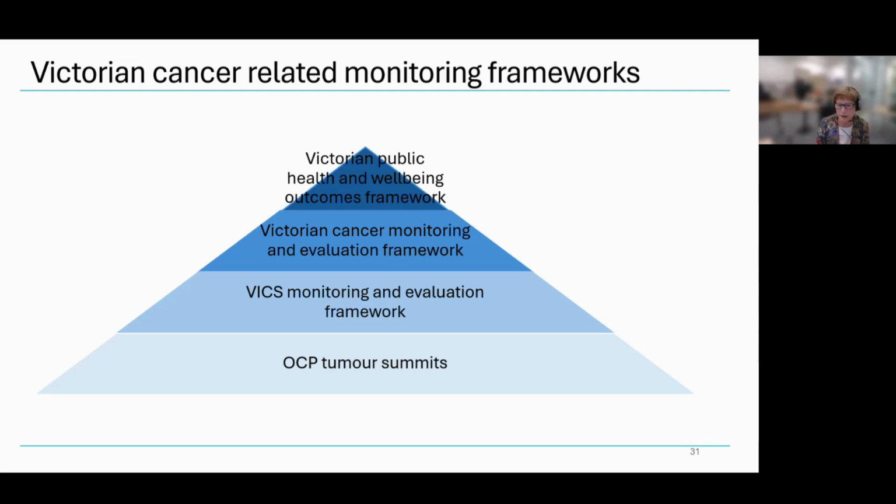And then we have the Victorian Cancer Monitoring and Evaluation Framework, which is a population-based framework for the state of Victoria. Then we have the VICS Monitoring and Evaluation Framework, which is much closer to home here and articulates through to those other frameworks. And then we have the Optimal Care Pathway Tumour Summits and the report we heard discussed earlier. So they all articulate through, and I hope to show you some of the lines of context that link them together.